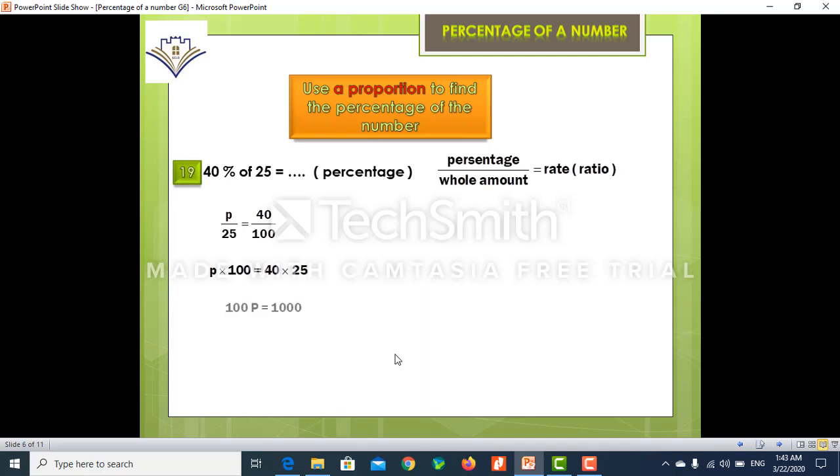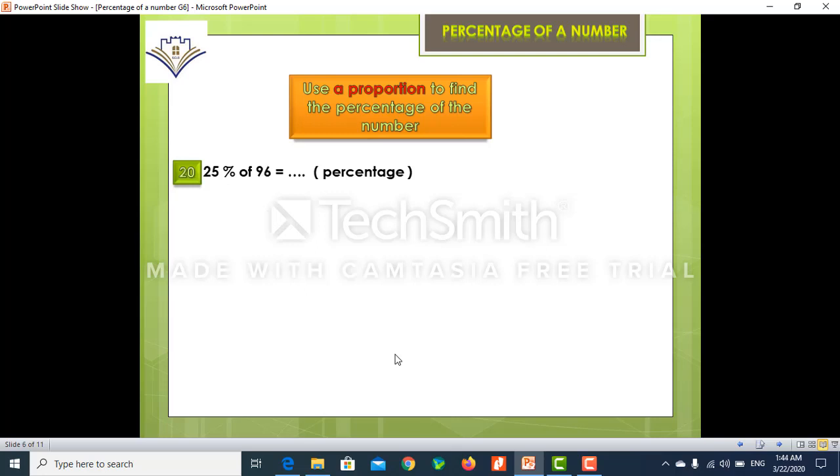Then 100P equals 1000. I need to simplify, both of them divisible by 100. Then 100P divided by 100 equals 1000 divided by 100. Now try to get me the final answer. 100 divided by 100 equals 1, then the left hand side equals P, and 1000 divided by 100 equals 10. Then P equals 10.